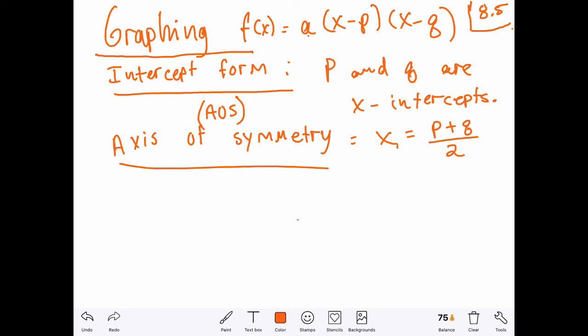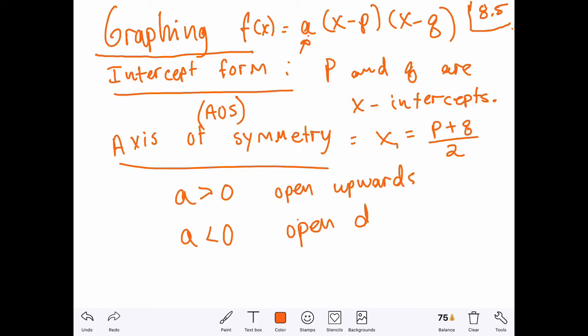And then, of course, a coefficient we want to look at here as well. When a is greater than 0, in other words, it's positive, then the parabola will open upward. And if a is less than 0, our parabola will open downwards. In other words, if we have a negative a coefficient out front. Okay, so these are some of the major ideas we want to begin with.